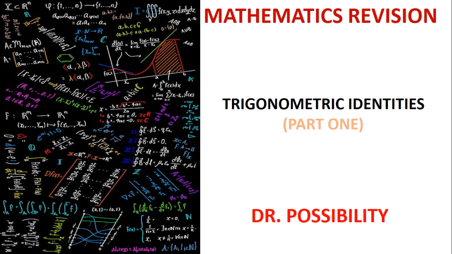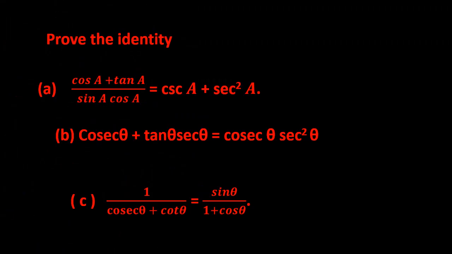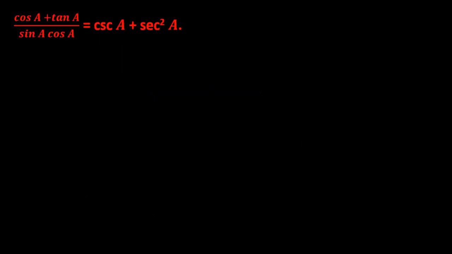Let's quickly look at some few examples. So we have been given to prove the identities. We have the first identity, the second identity, and the third identity. So let's quickly look at each of these identities and let's make sure that we all follow as I explain each one of them.